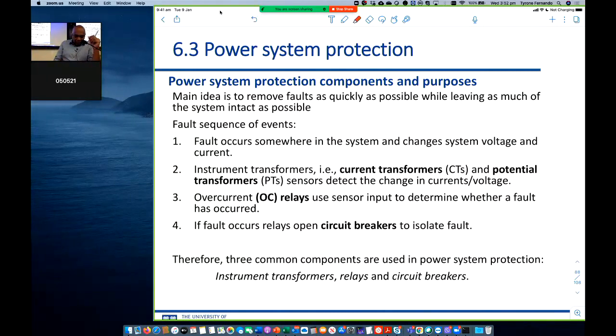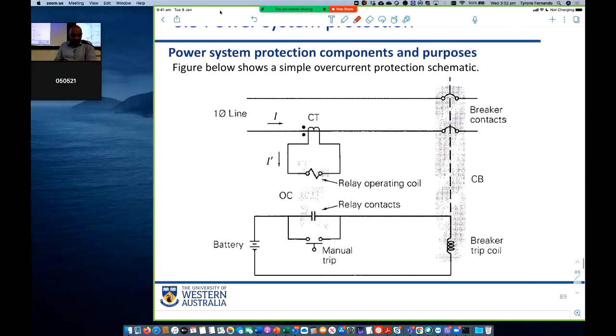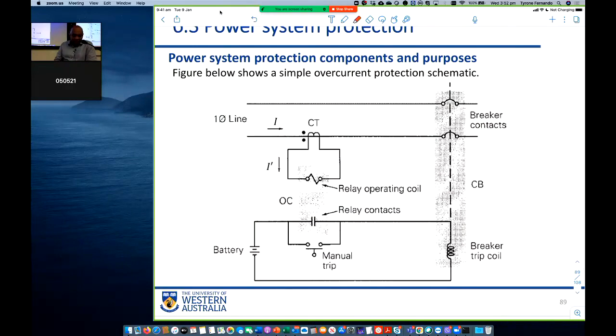So 3 common components are used in power system protection. We need instrument transformers so you can detect a fault, right? Relays are needed so that you can activate the relays and circuit breakers to open and isolate a line. So let's see how it works here. Power system protection components. The figure below shows a simple overcurrent protection system. This is an overcurrent protection system.